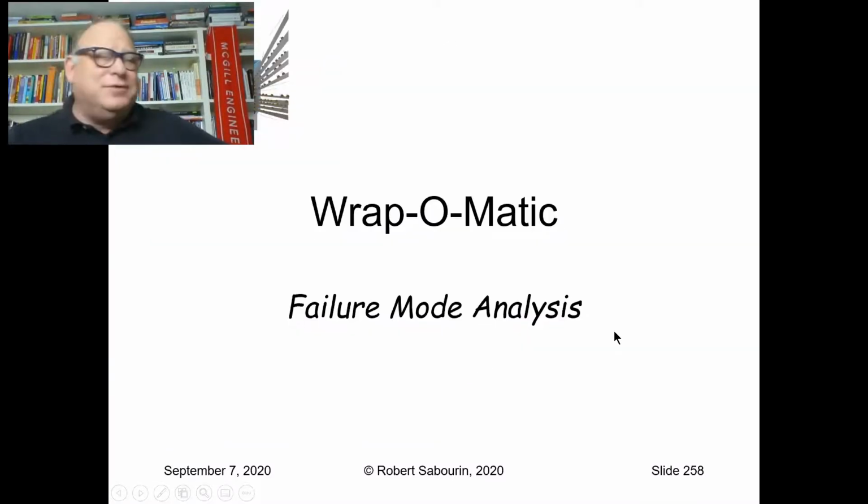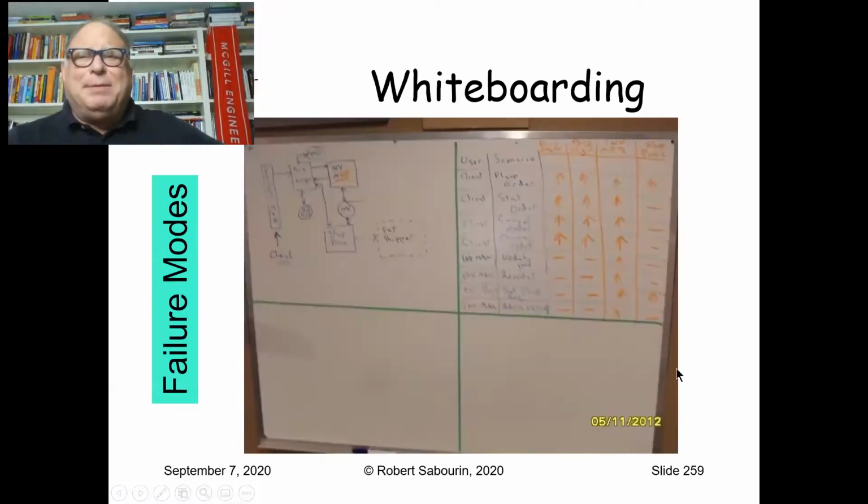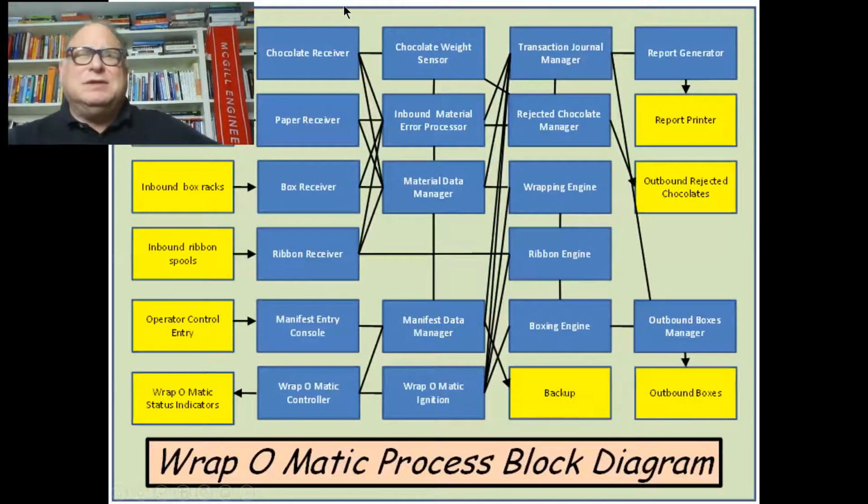I'll give you the example for the Wrap-O-Matic, the fictitious chocolate wrapping device. Just to show you, this diagram is a block diagram of the Wrap-O-Matic. The blue boxes represent process elements within our control. The yellow blocks are outside of our control, so the blue ones are perhaps the ones of interest to us.